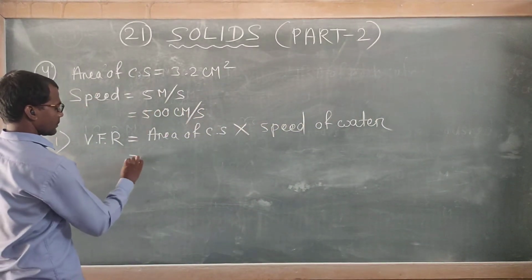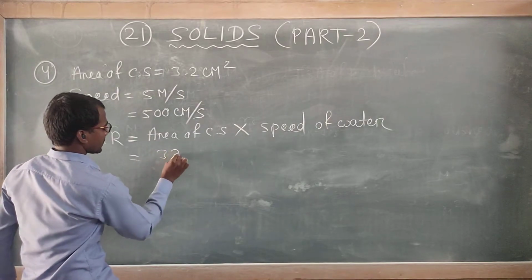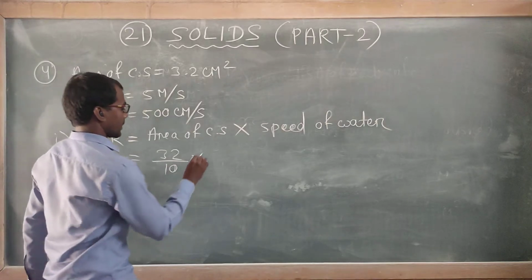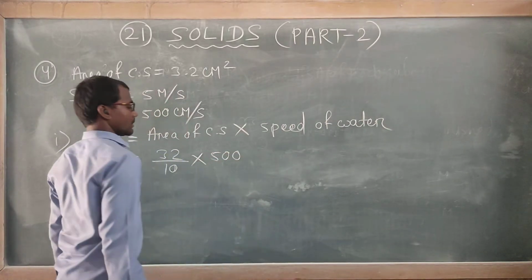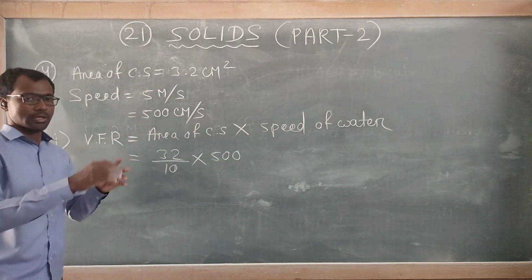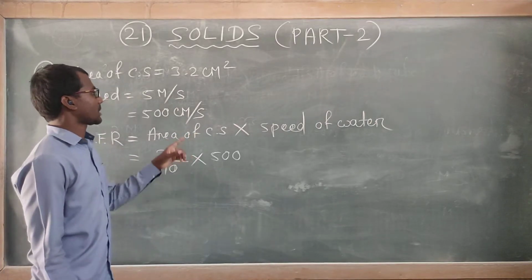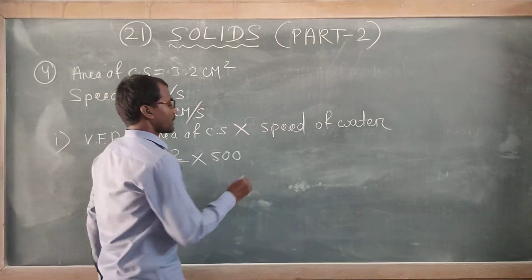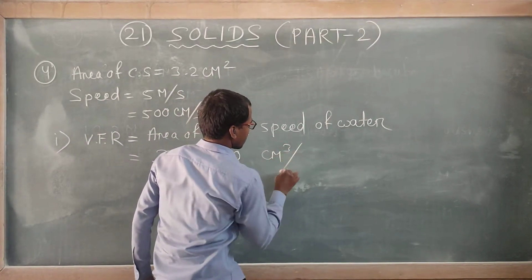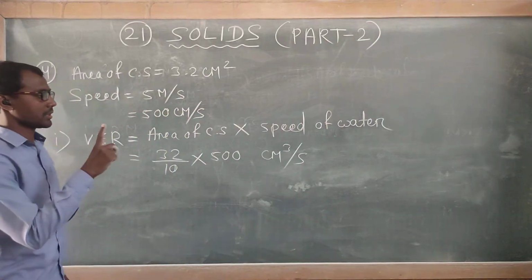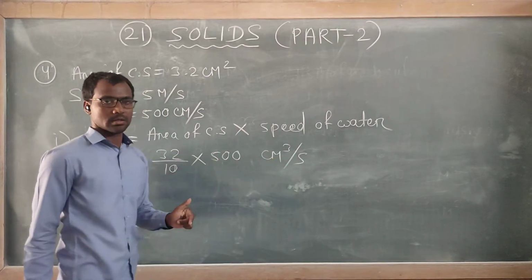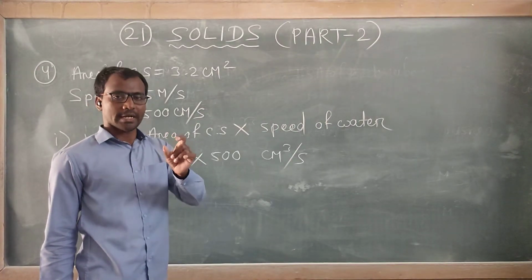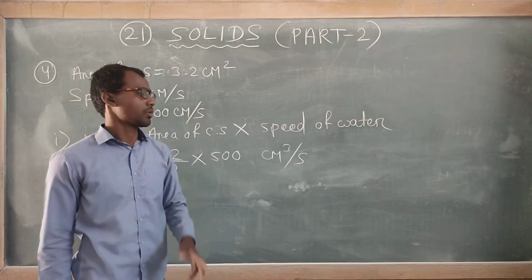What is area of cross section? 3.2 means 32 by 10. What is speed of water? 500 cm per second. So what will be the overall unit? Area of cross section means square cm, speed means cm per second. If you multiply, cubic cm per second. Don't forget to mention this second, because it is volume flow rate, not simply volume. Rate means you have to take time into consideration also.